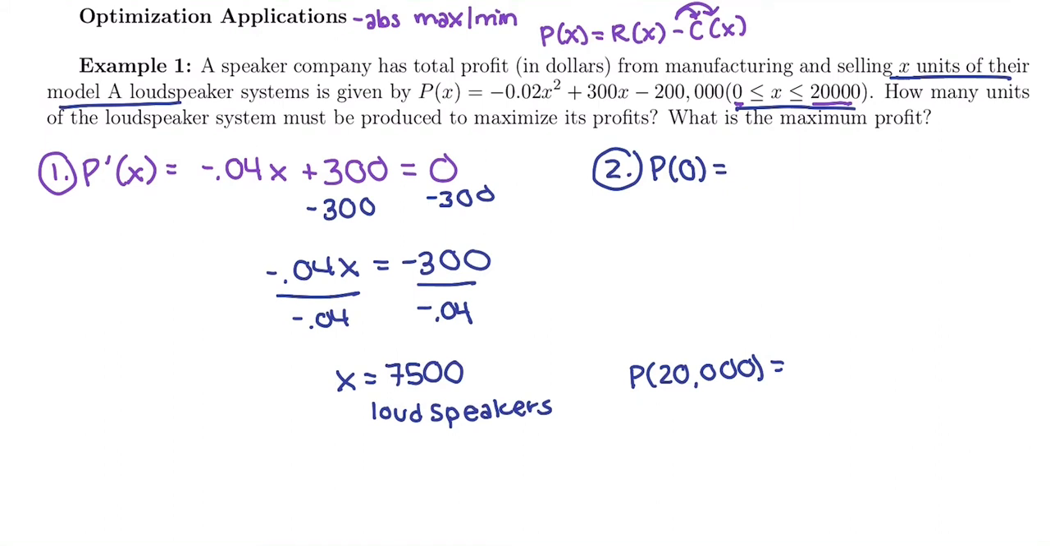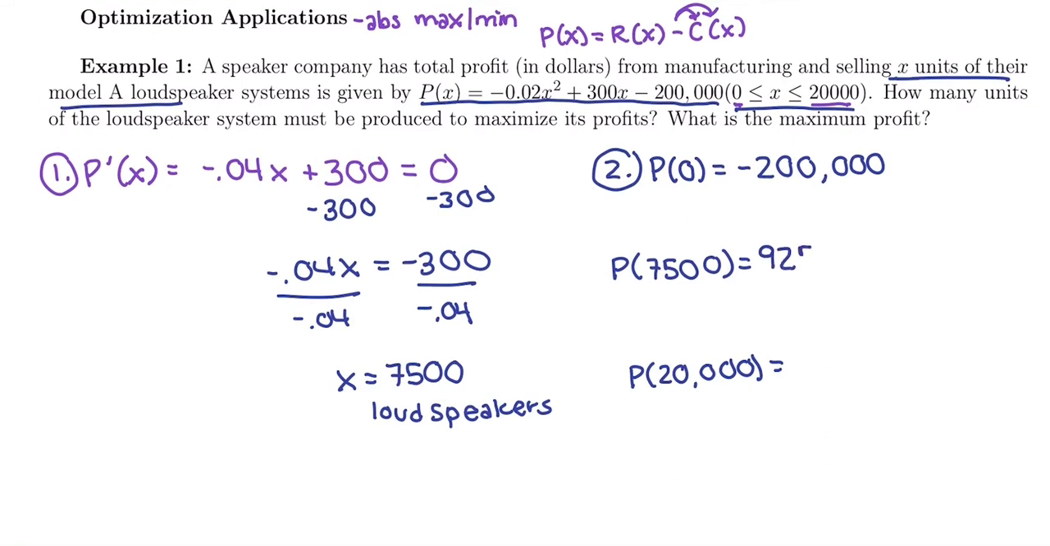So we're going to check the critical number as long as it's on the interval of interest, and this one is. 7,500 is between 0 and 20,000. So we're going to test that. We're going to plug into the original function to compare these y values. So when you plug in 0 to the original function, you get negative 200,000. I need to grab my calculator and plug in 7,500. So negative 0.02 times 7,500 squared plus 300 times 7,500 minus 200,000. I'm getting $925,000 in profit.